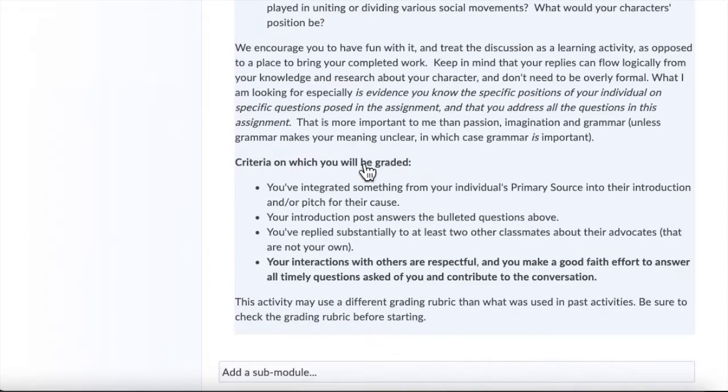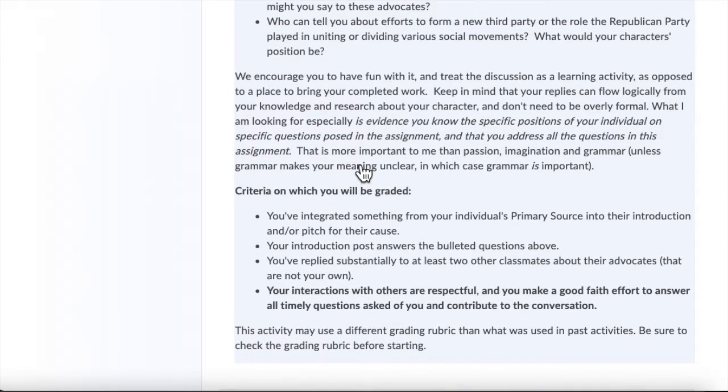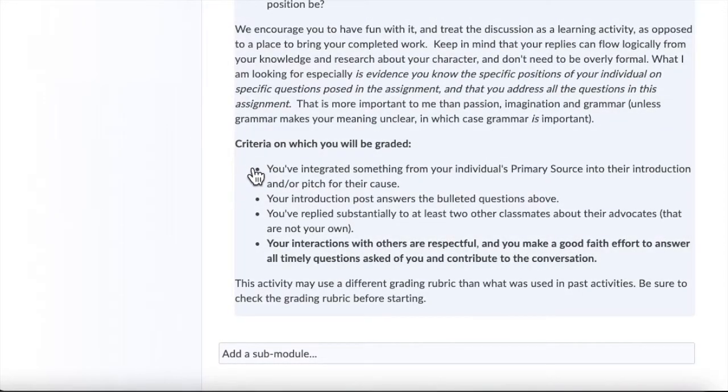This is an excellent way to put yourself in the shoes of someone from the past and to think critically about their positions, their important positions, and how they may have changed or not changed the course of history by their strategies. And here are the criteria on which you will be graded.